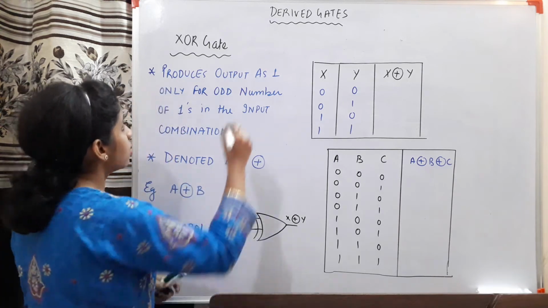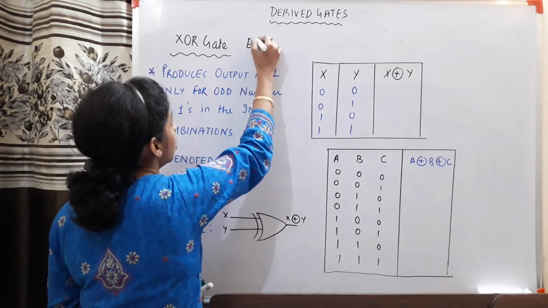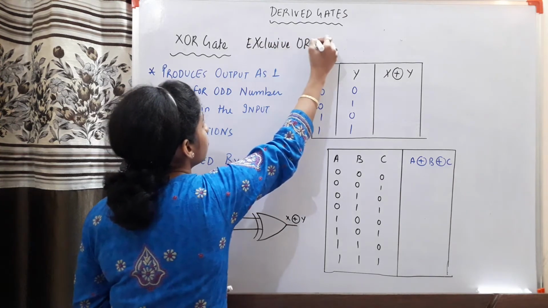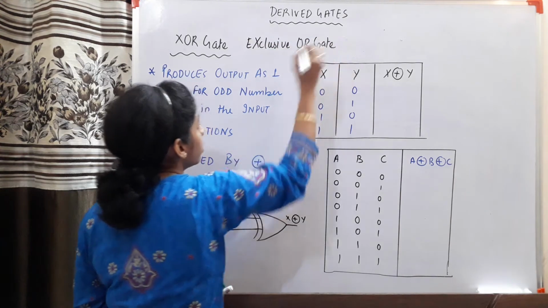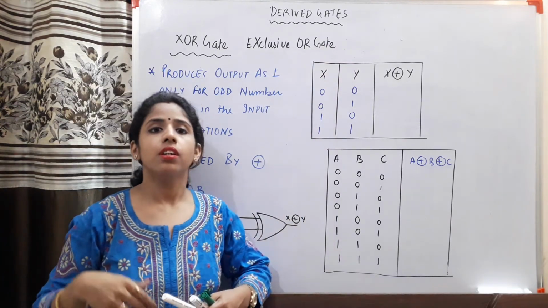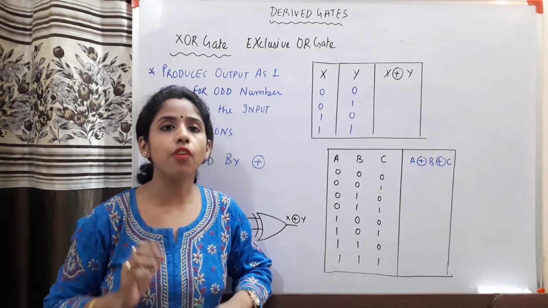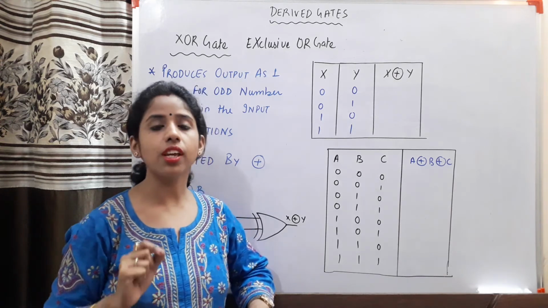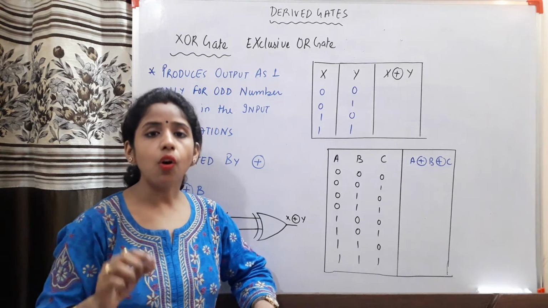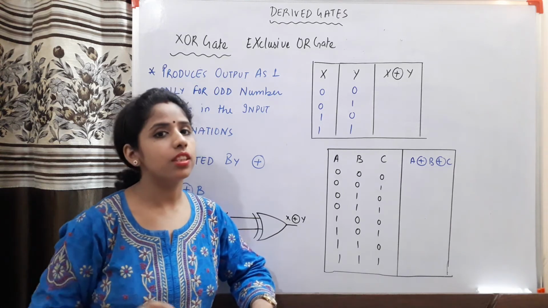Like I told you that this XOR gate is called exclusive OR gate. So it is somewhere derived from the OR gate, but its function is different from the OR gate. In case of OR gate, you used to get the output as 1 if there are 1 or more than 1 ones in the table.